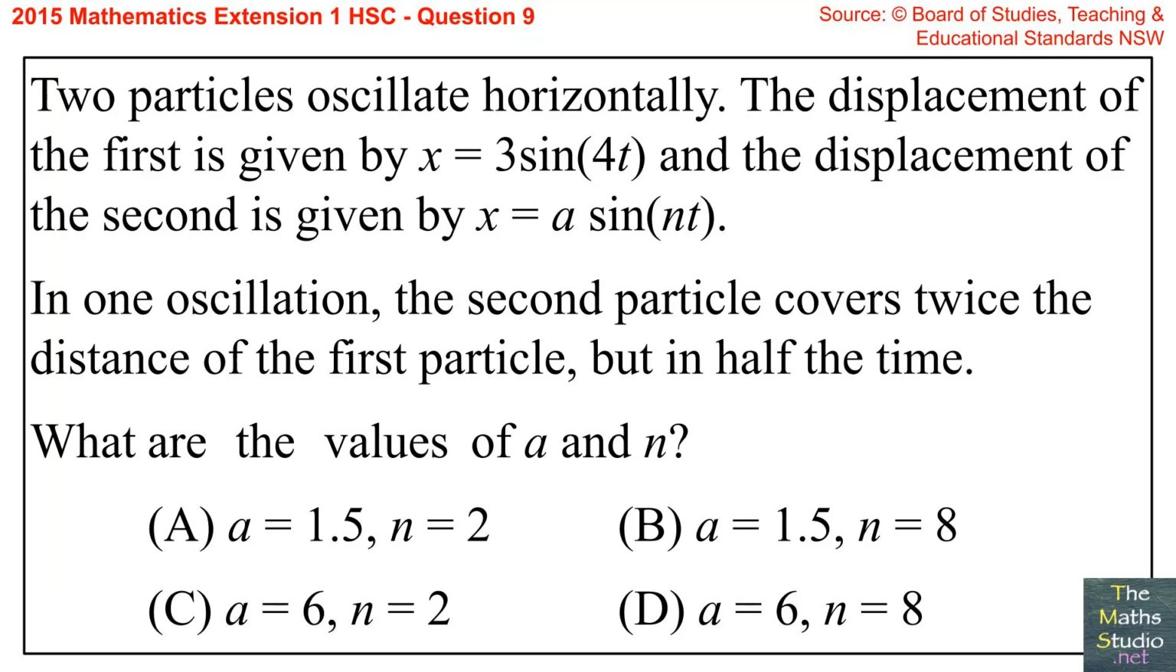Question 9. Two particles oscillate horizontally. The displacement of the first is given by x equals 3 times sine of 4t, and the displacement of the second is given by x equals a times sine of nt. In one oscillation, the second particle covers twice the distance of the first particle, but in half the time. What are the values of a and n?